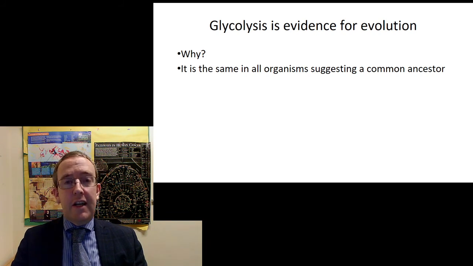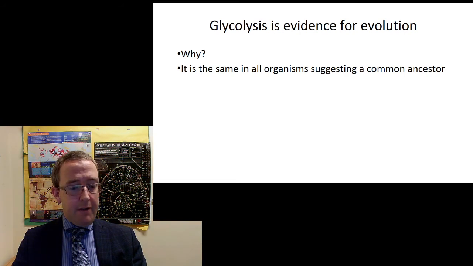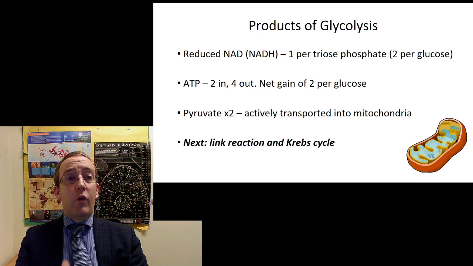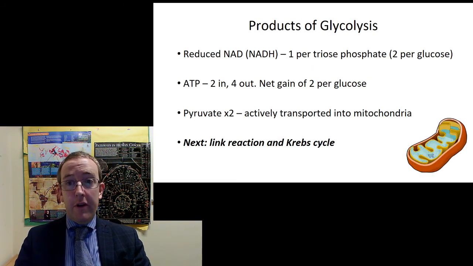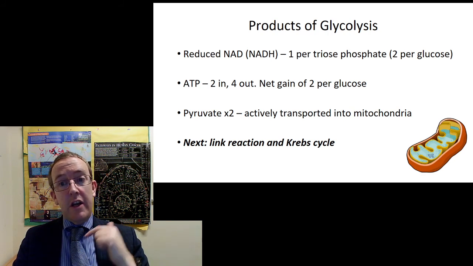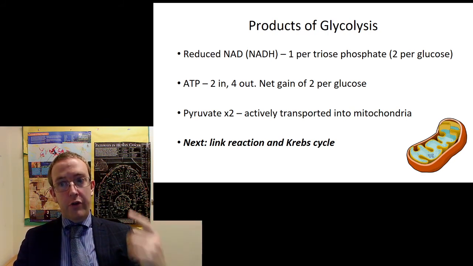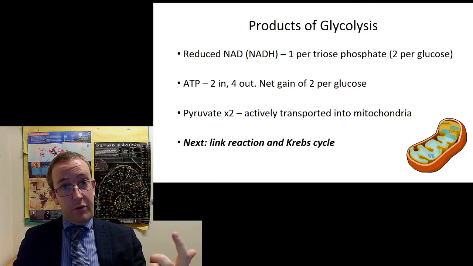And in 2016, actually, there was a eukaryote discovered that doesn't do respiration in the same way. But the glycolysis reactions, the first stages, are still the same. So, common question, which is basically where we're going to end this: what are the products of glycolysis? Well, you get your reduced NAD, 1 per triose phosphate or 2 per glucose. You get your ATP, you've put 2 in, you get 4 out total per glucose. So a net gain of 2 per glucose.